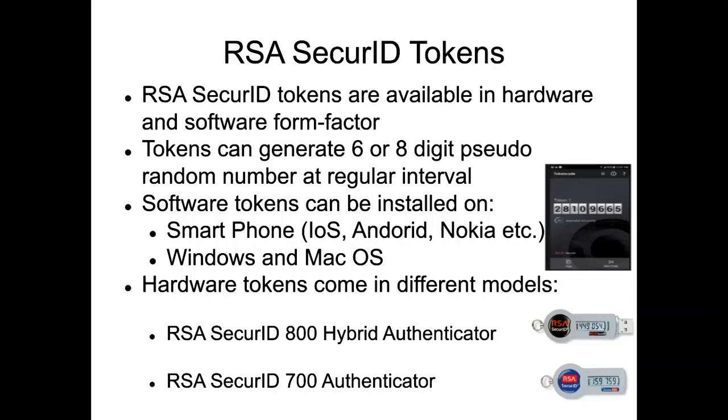As far as hardware tokens are concerned, again, there are a number of types of hardware token. The two most common ones are the RSA SecurID 800 hybrid authenticator and the 700 authenticator. The main difference between them is that the hybrid authenticator also has a USB. So with the hybrid authenticator, it is possible to automate the process. As soon as we connect our USB to the system, it can automatically read the number and do the authentication. But in case of the 700 authenticator, we have to do it manually. We have to read this number and enter it at login time along with our PIN.